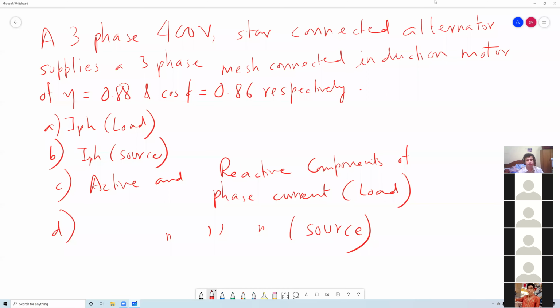Okay. So this is the question. So I have a star connected source which is serving a delta connected load. Now alternator, induction motor, those terms you can ignore. You can take it as a source and a load. And efficiency of the motor is 0.88 and power factor cos phi is 0.86, right?